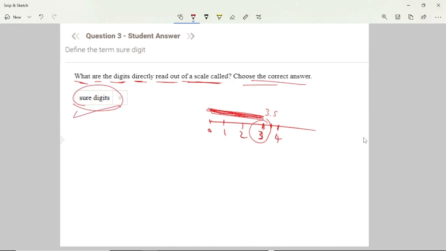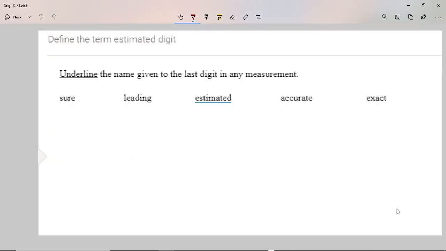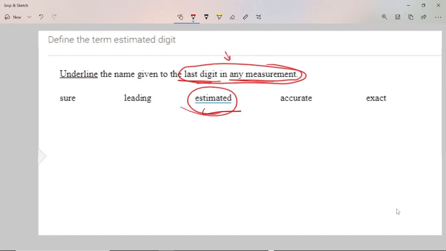As I mentioned before, let's say I have 3.76. The last digit in any number will be the estimated number, and the other digits will be sure digits. Underline the name given to the last digit in any measurement. We mentioned before, the last digit in any measurement or any number will be estimated.